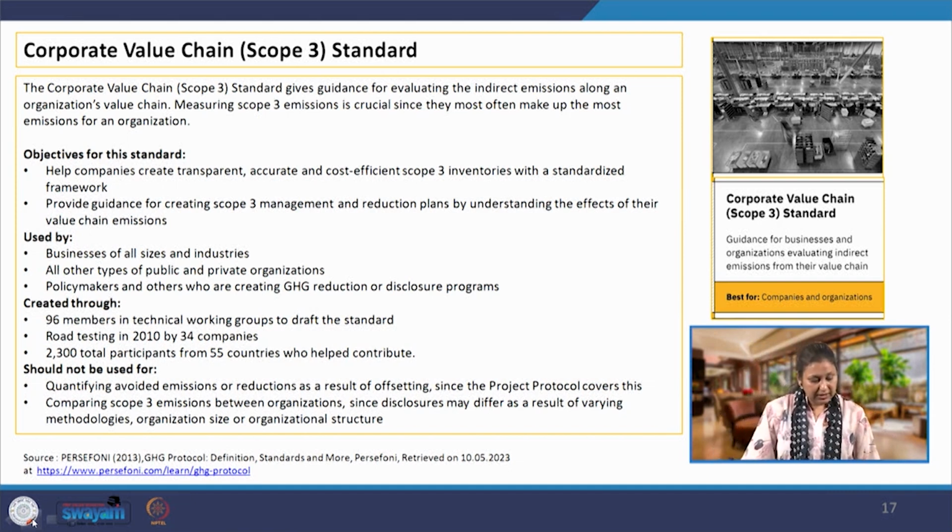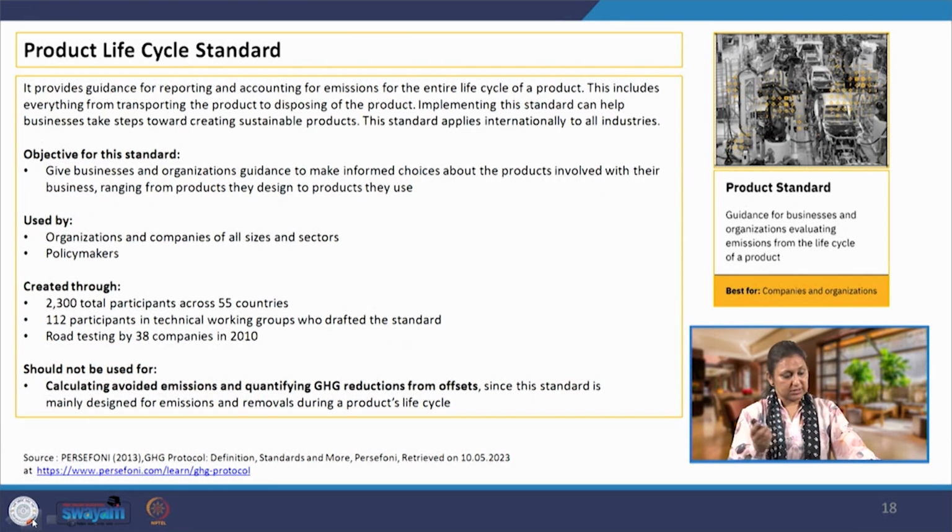Now, here again it should not be used for quantifying avoided emissions or reductions as a result of offsetting. We are not talking about this. This is going to be covered in another standard, which is the project protocol. And again, it is not for making comparisons of scope 3 emissions between organizations. This is only for the reporting of the one particular organization that we are using this standard for.